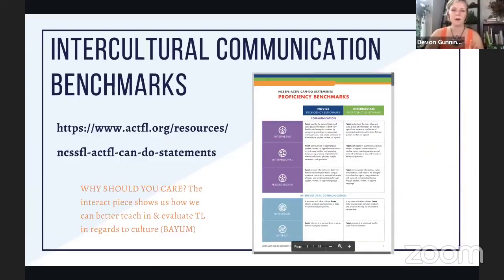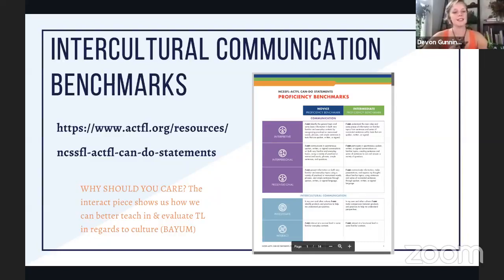All right, so now that you've heard me babble about that for a while, let's talk about how we can actually make this happen. The intercultural communication benchmarks. This is what you can use. The intercultural communication and intercultural competency, all those ICCs. This is how you can make all of this come together in your classroom and be a lot easier for you. Now, before I show you these, why should you care?